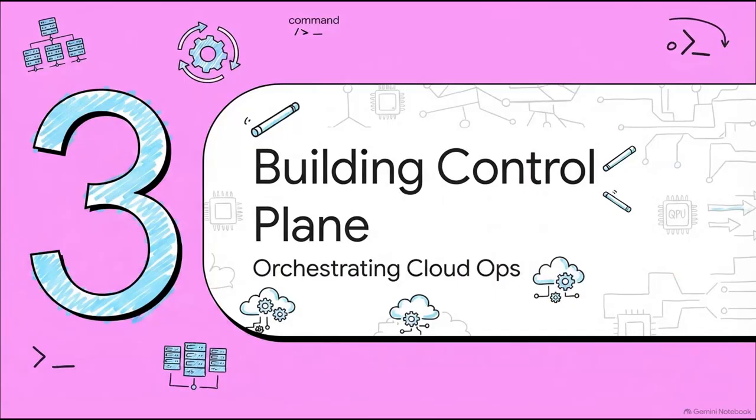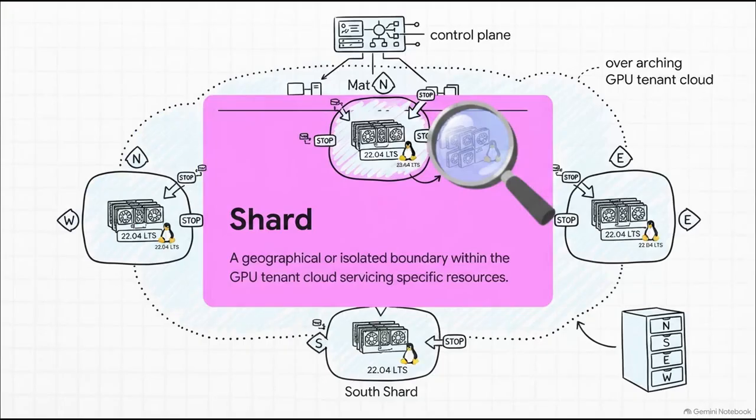Let's jump to Section 3, building the control plane, orchestrating cloud ops. Now, to really grasp the control plane, you first got to understand the concept of a shard. Think of a shard as a geographical or isolated boundary within your overarching GPU tenant cloud. Imagine you're dividing your operations up into north, south, east, and west shards.